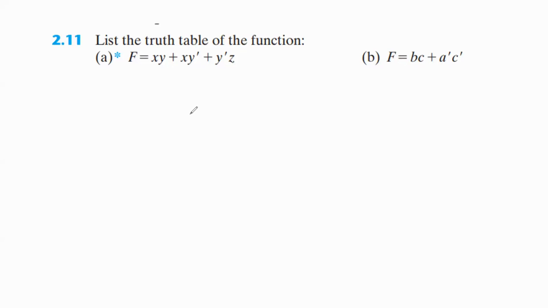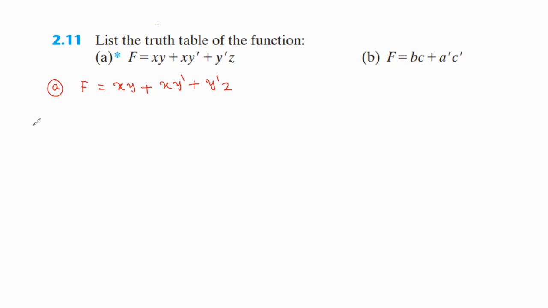Hello friends, in this video we will discuss the given problem from Boolean algebra. List the truth table of the given function. Let us start with the A bit. The given Boolean function is f equal to xy plus y dash z. Here we have three input variables, and f is the output. We have to develop the truth table for the given expression.